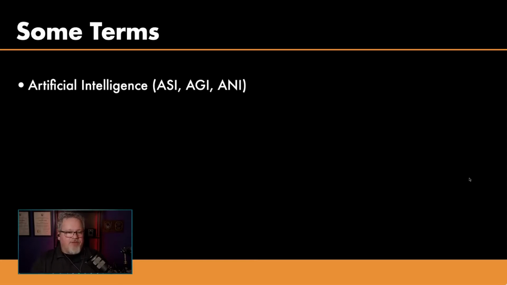ANI, though, is artificial narrow intelligence. And this is the idea that a computer, an algorithm, a system can make decisions on the same level or maybe even a little better than humans for a specific purpose. And we're going to be talking about photography purposes today, but you've probably also thought about other ANI applications.